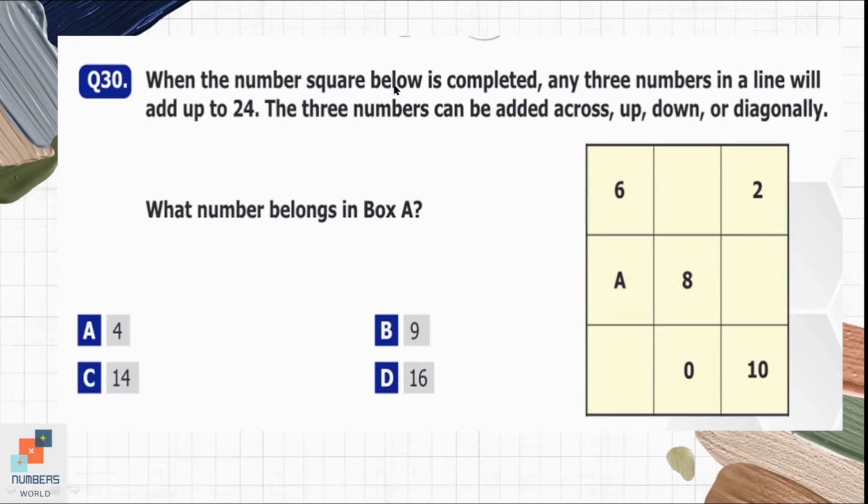Question number 30. When the number square below is completed, any 3 numbers in a line will add up to 24. The 3 numbers can be added across, up, down, or diagonally. What number belongs in box A? We can see the sum of the diagonal numbers 6, 8, and 10 is already 24. Now we can make a total of 24 in the last row. So 10 plus 0 is 10, and 10 plus what is equal to 24? It's 14. Now 2 numbers are present in the first column. 6 plus 14 is equal to 20, and 20 plus what is equal to 24? It's 4. So option A is the correct one. Number 4 should be written in box A.